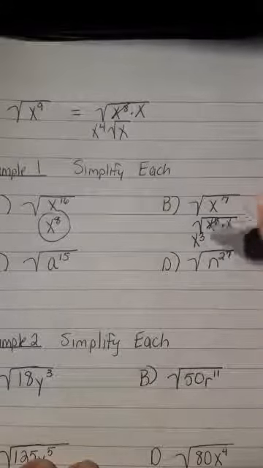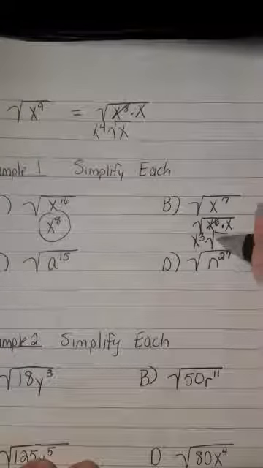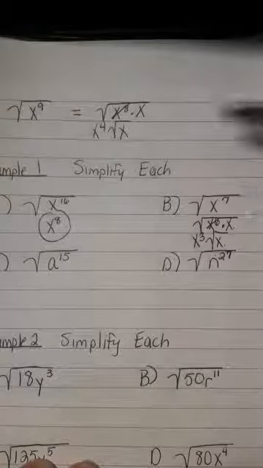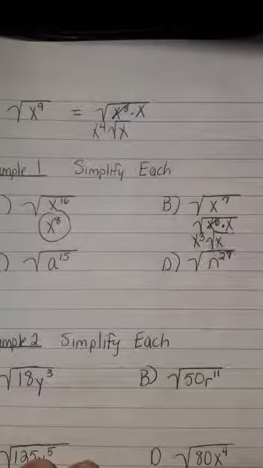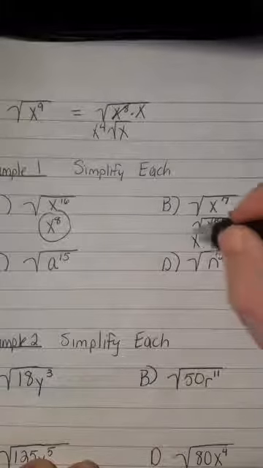And I marked it out because it comes on the outside. And then you have your square root of x left. Make sure you put the square root over the x. So your answer is x to the 3rd on the square root of x. That is your answer.